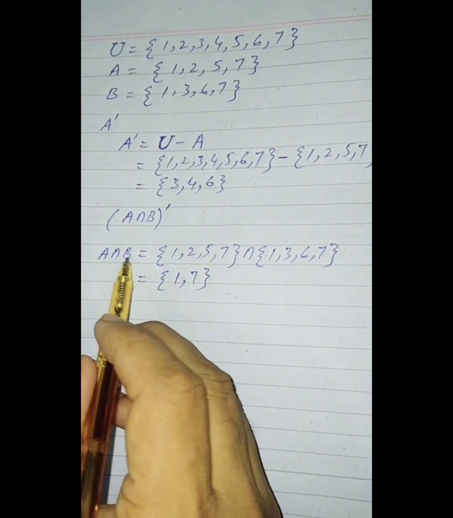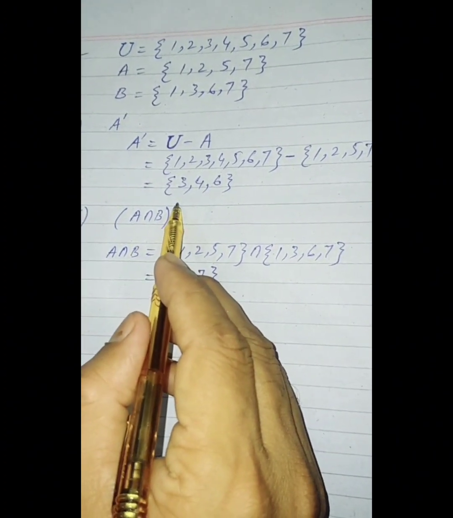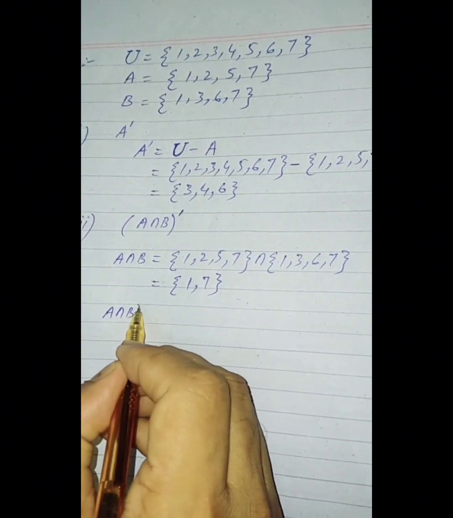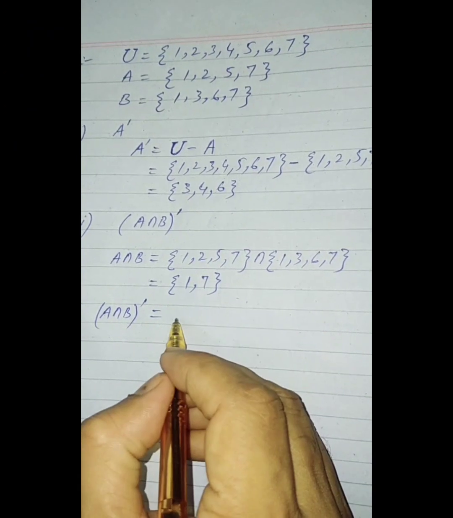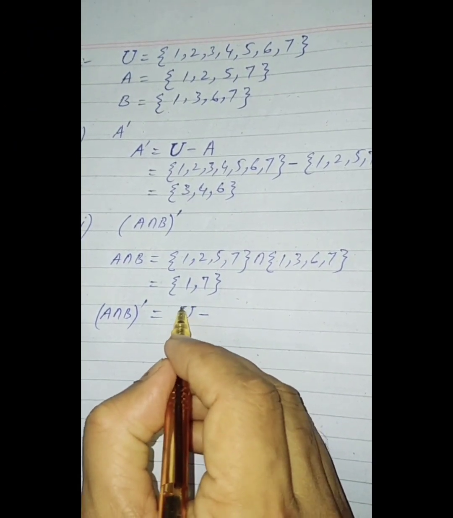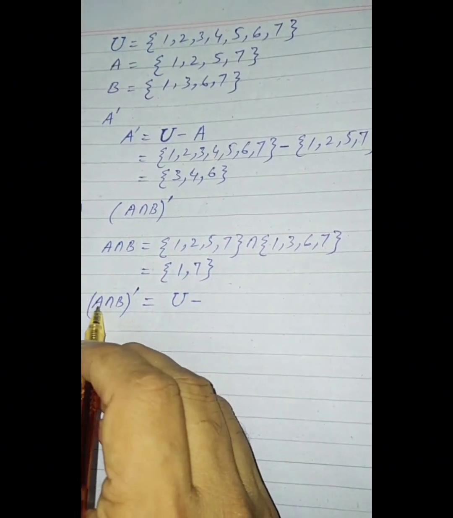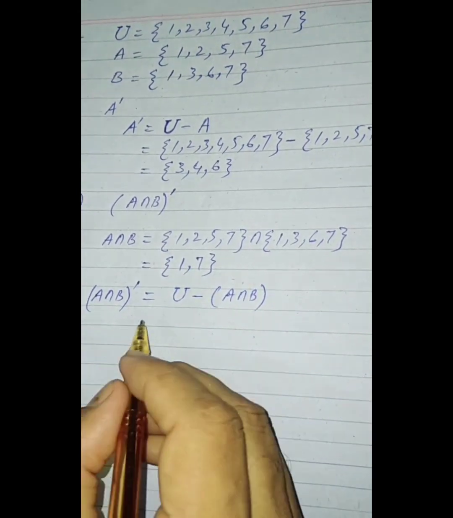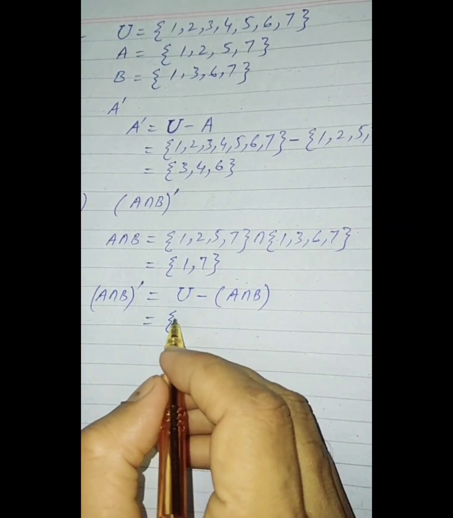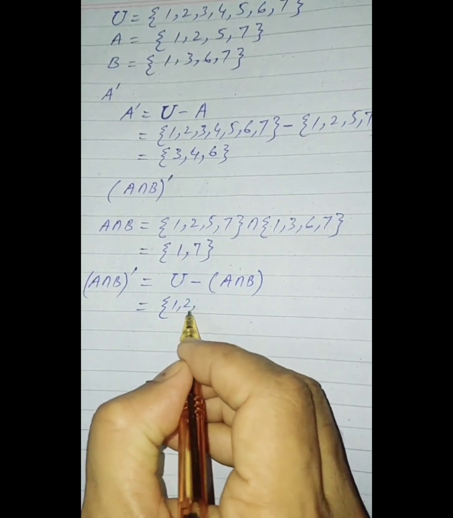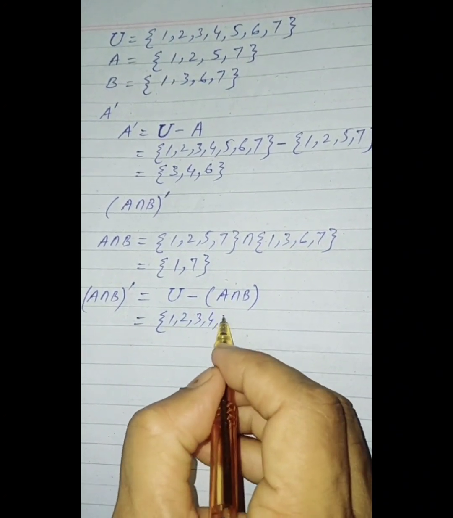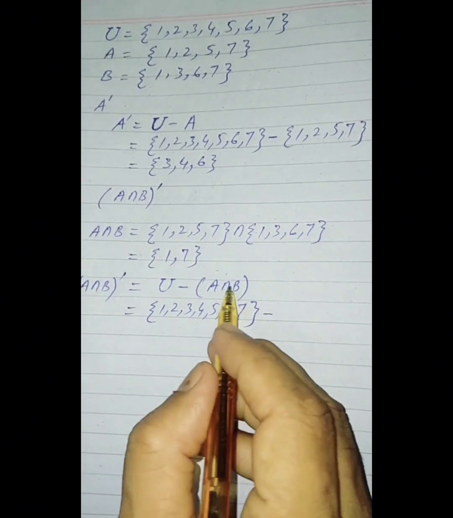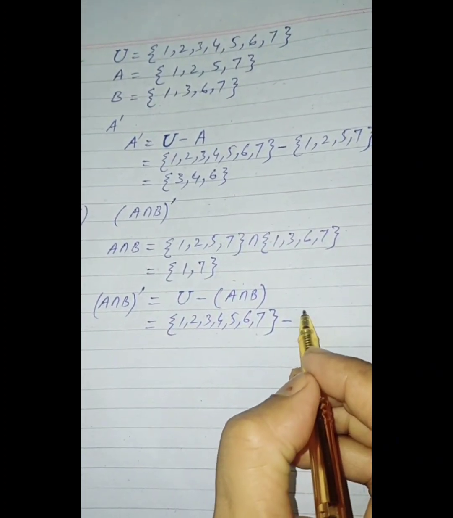Once we get this set, what will we do? We will take the complement of this set. Now for complement we have a formula: U minus, U means universal set, universal set minus the set of A intersection B. Now the universal set is a set whose members are 1, 2, 3, 4, 5, 6 and 7. And A intersection B is a set whose members are 1, 7.